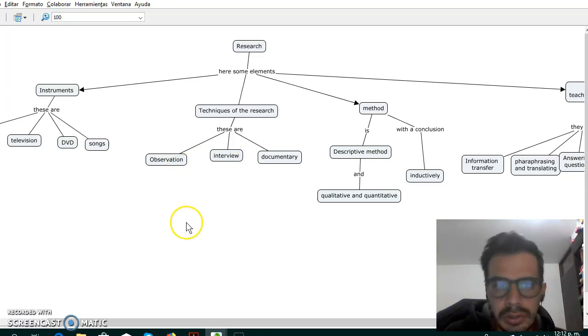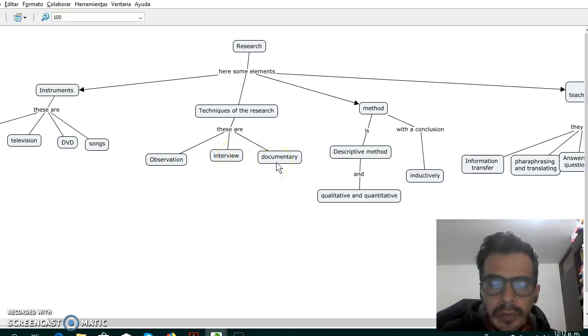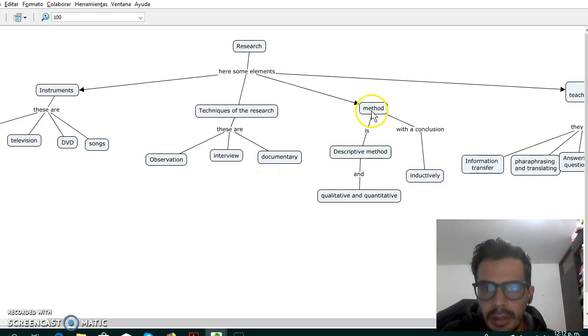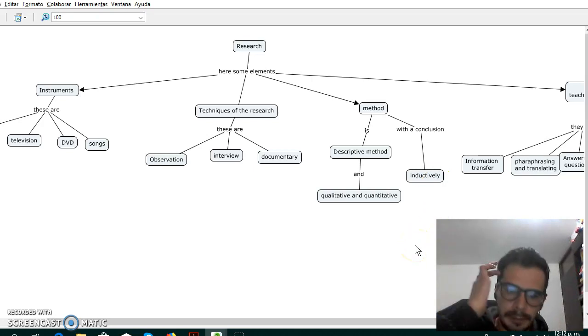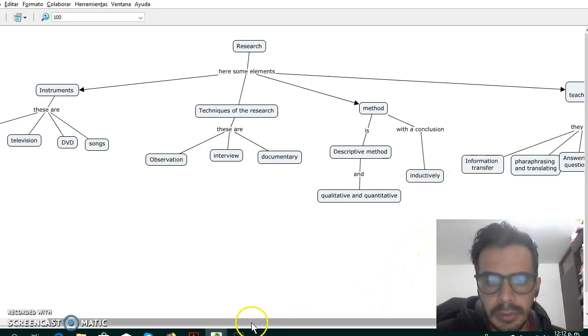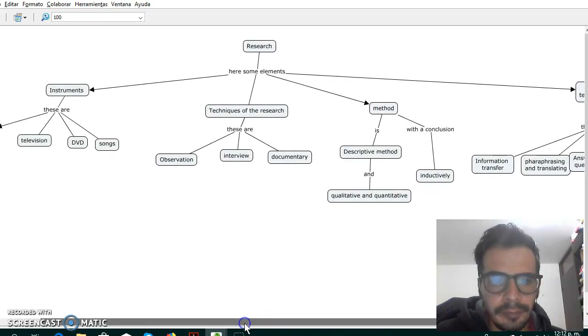The researcher also did interviews, and also looked for documents where some scores of the students are. The method of the research is the descriptive method, qualitative and quantitative, and the conclusions are inductive. This is all the process for the researcher and the methodology.